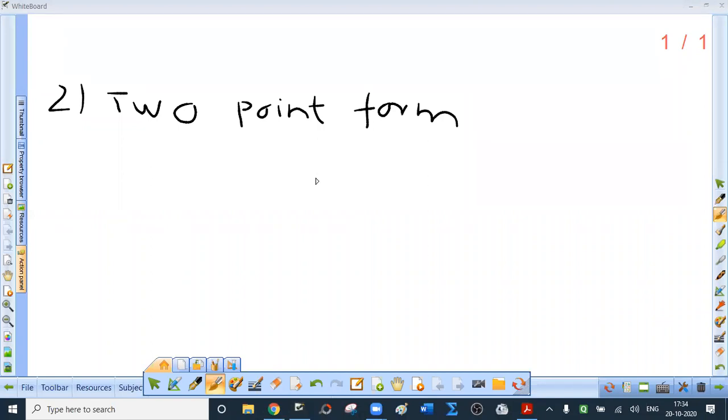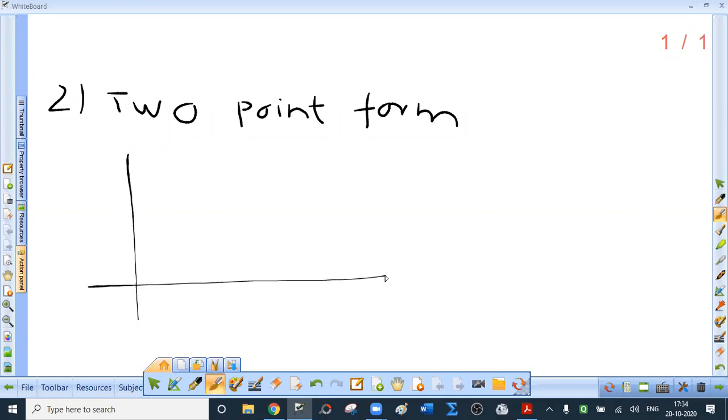Then why discuss this form separately? Because if we use the first form, then first we'll have to obtain the slope of the line. But if we are asked to find the equation, then why find the slope separately? And that is why we discuss 2-point form.